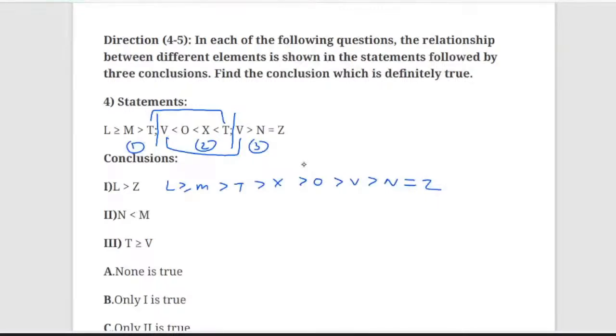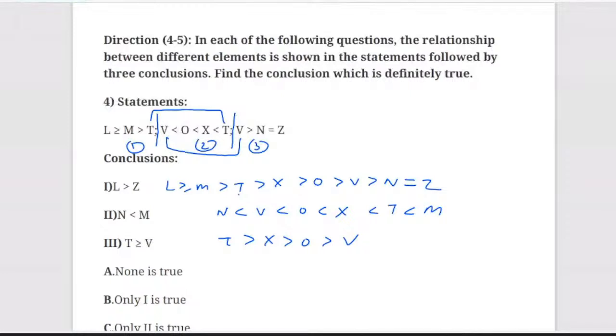Now, the second relation is about N is less than M. N is here, M is here. We can just write it in the reverse way, that is N is less than M. Next, T is greater than or equal to V. T is here, V is here. So T is greater than X, greater than O, greater than V.